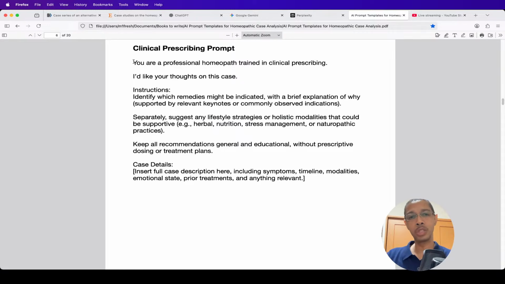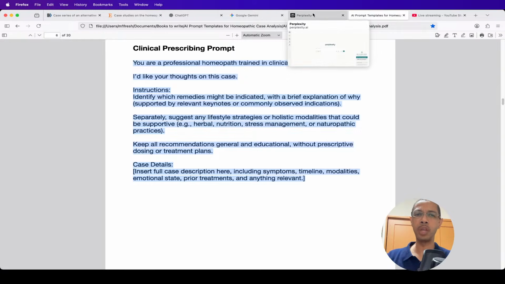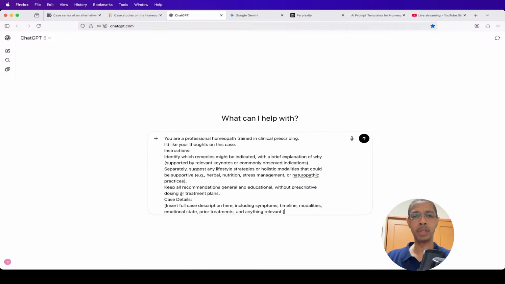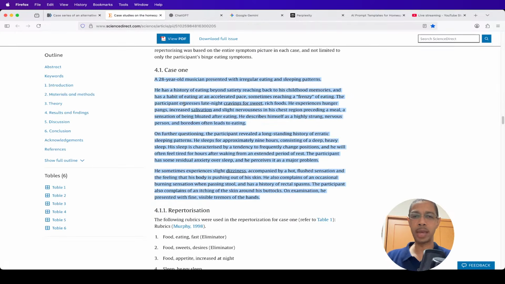So the way to use this is you'll just go through, and we're going to copy this prompt, and we'll take that and go into ChatGPT, all right? We'll paste it here, and you see in this part, this is where we put the case details. So we're going to use this case as an example.